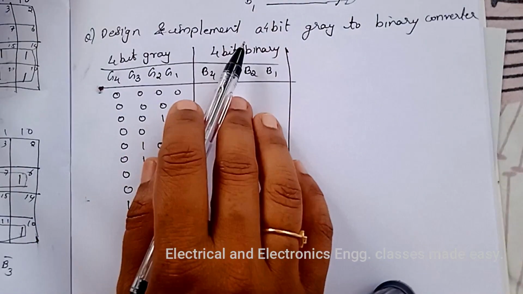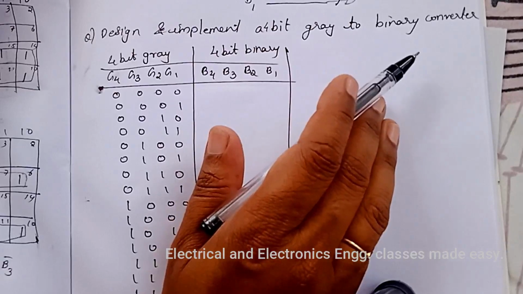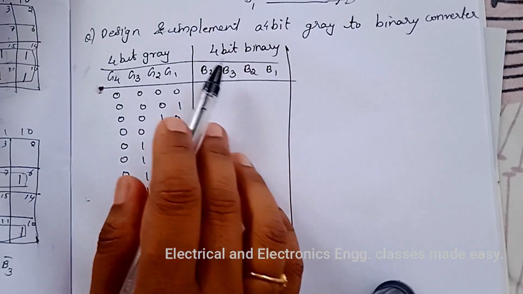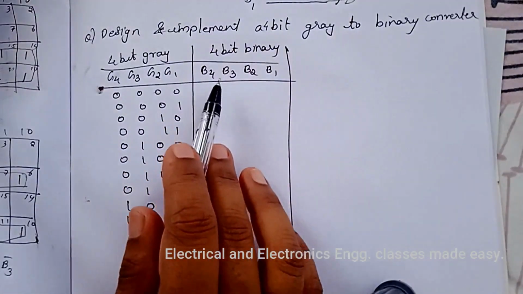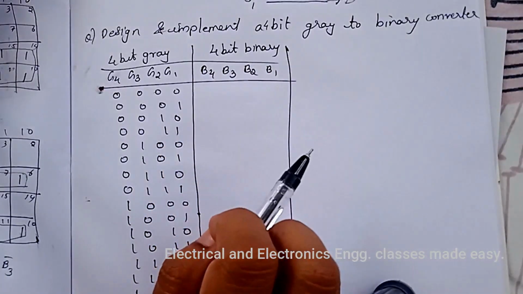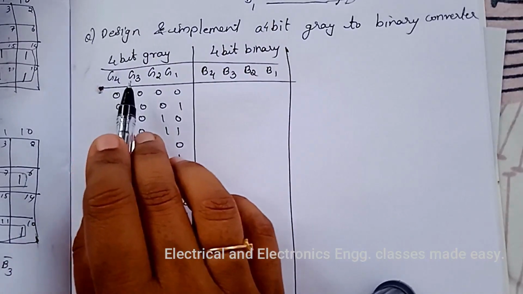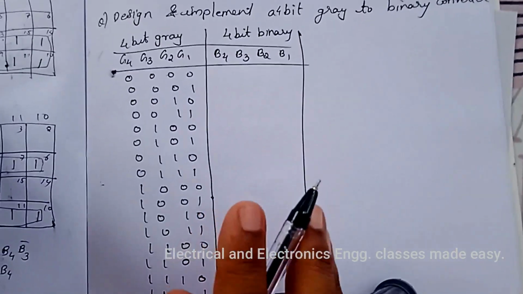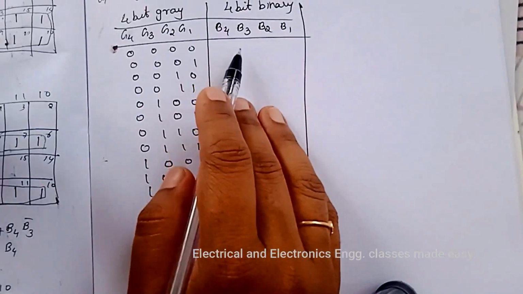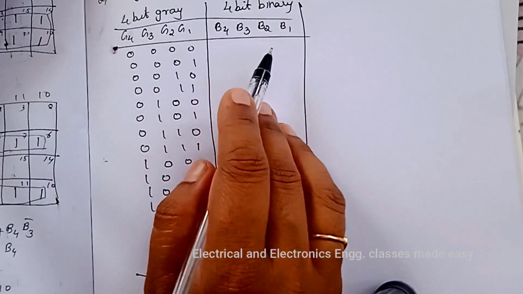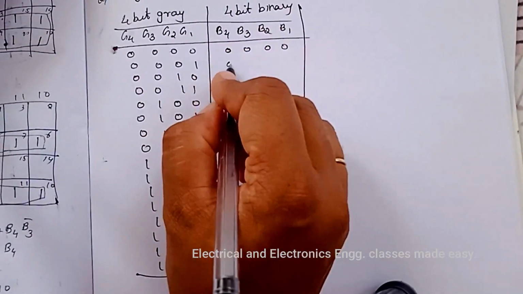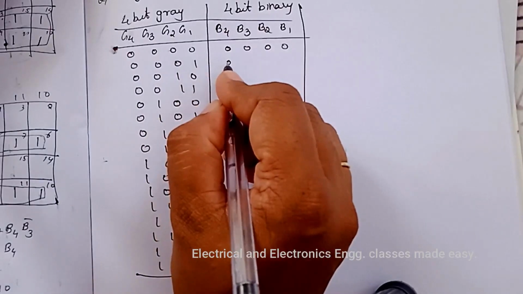Next is design and implement a 4-bit gray to binary converter. So here the inputs are the 4-bit gray code and the outputs are the 4-bit binary code, and for each bit, we have to design a logic circuit. So here this is the gray code right up to 15, that is 0000 up to 1111, and corresponding to the gray code, the binary code, as first one is 0000.